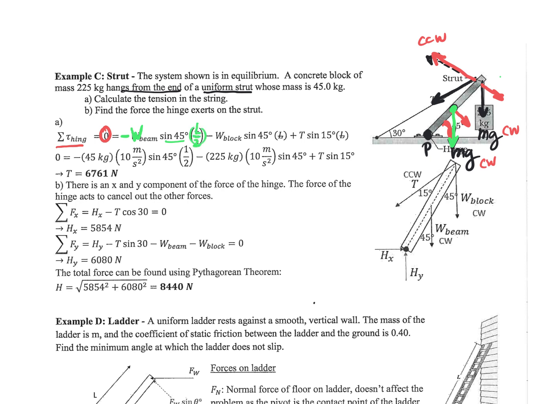L over 2. Now we've got the block, which is the weight of the block, which is mg for the block. Again, sine of 45 degrees, right? That's like an in, so it's L. Yep, that's just L. And then we have this string.